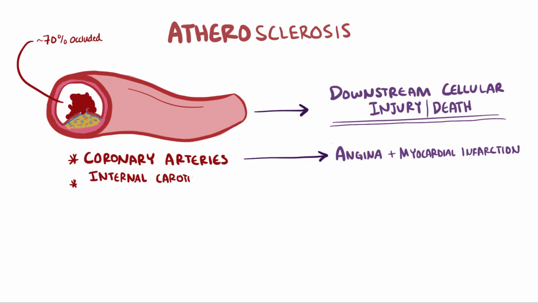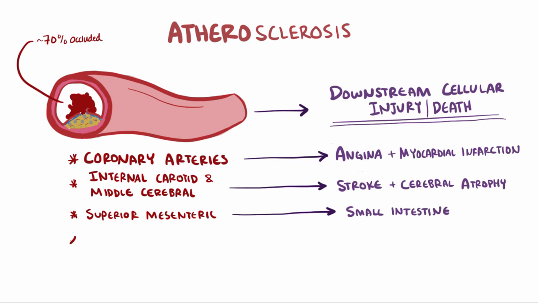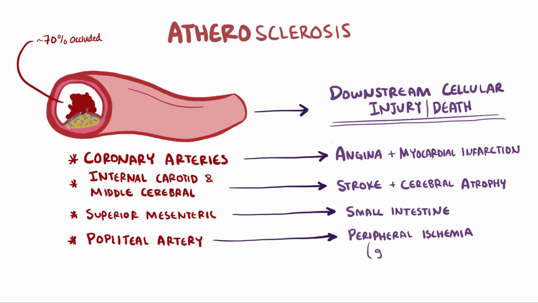Seriously occluded internal carotid and middle cerebral arteries lead to strokes and cerebral atrophy. An occluded superior mesenteric artery affects the small intestine, and an occluded popliteal artery can cause peripheral vascular ischemia like gangrene or claudication, which is frequent leg cramping during exercise.